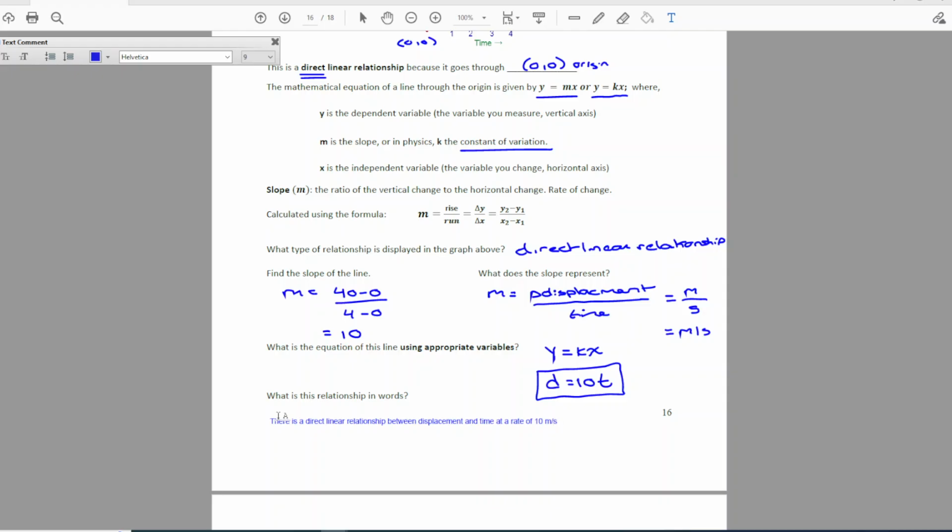So you can use the units from your slope representation in here, or you could say something like there is a direct linear relationship with displacement and time where the change in displacement over time is 10 meters per second. I prefer something simple like that. All right, hopefully that made sense, because we're now going to do it 2 more times just to make sure you know what we're doing.